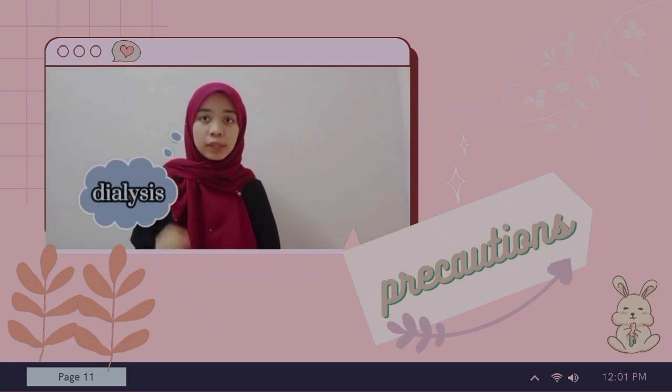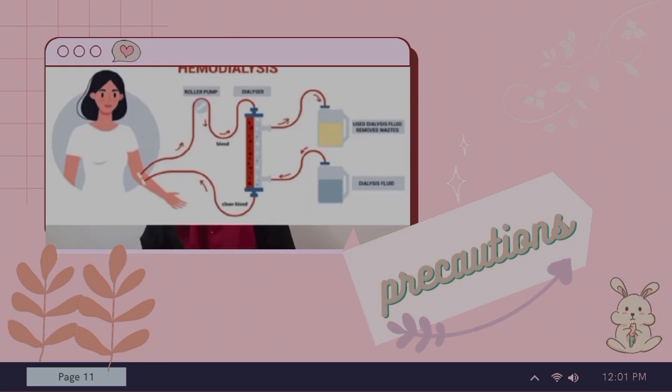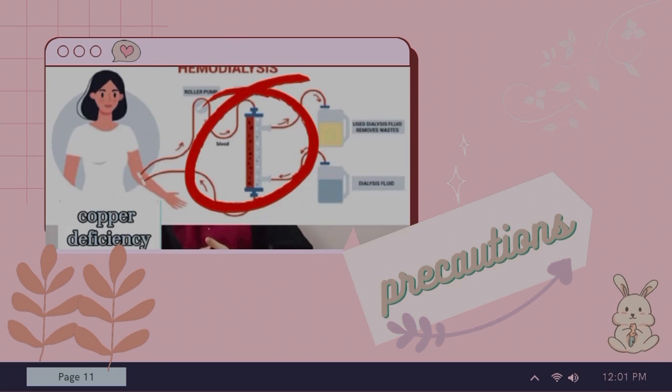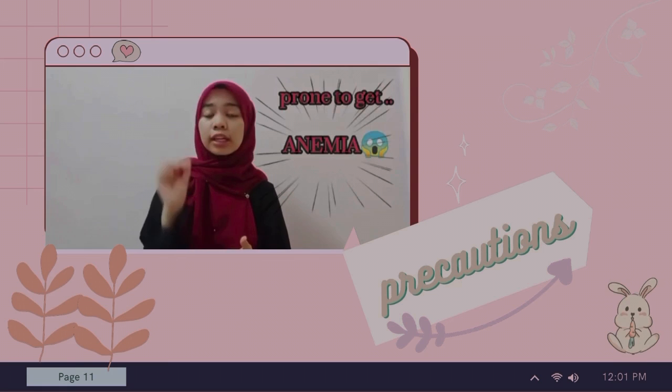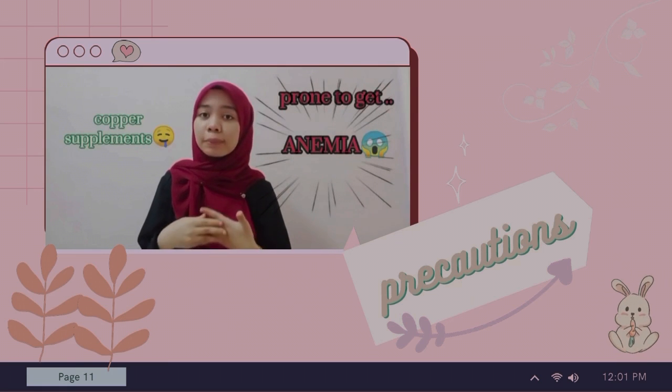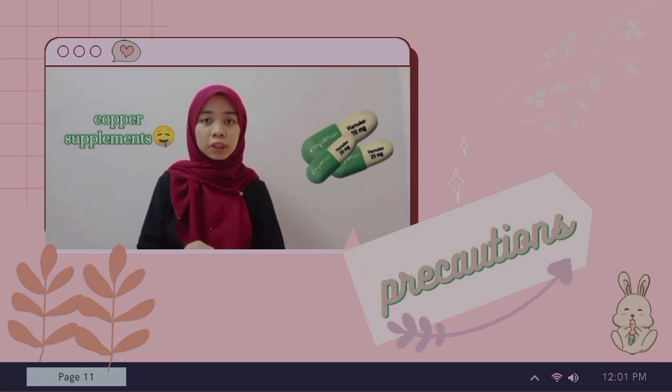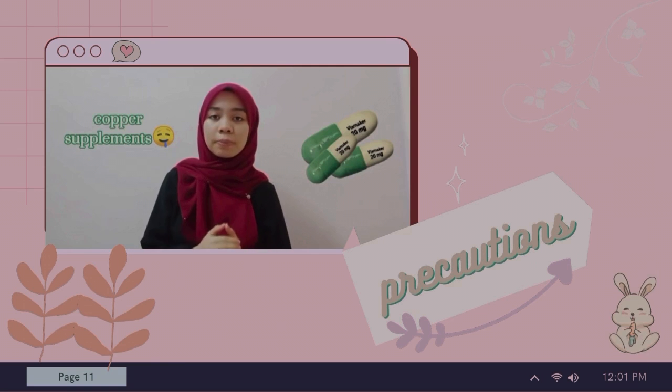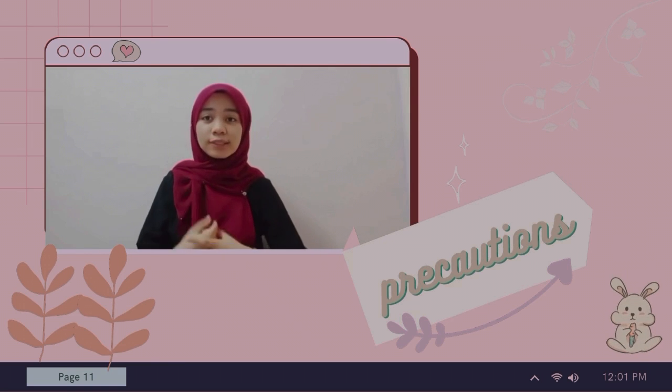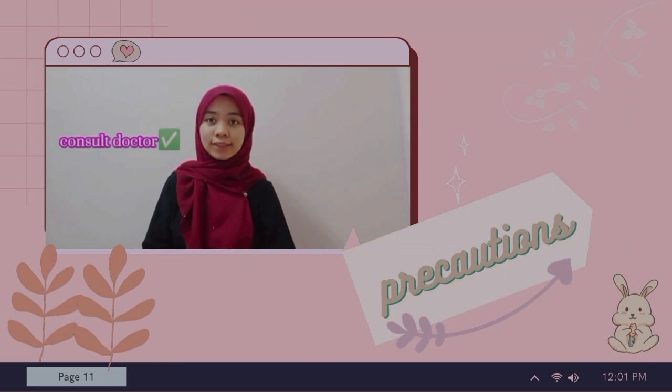Hemodialysis patients seem to be at risk for copper deficiency due to blood retained in the dialysis machine and tubes, so they are prone to get anemia. Thus, they need copper supplements. The prescription dosage of supplements may vary depending on the patient's condition, so it's important to consult their doctors.